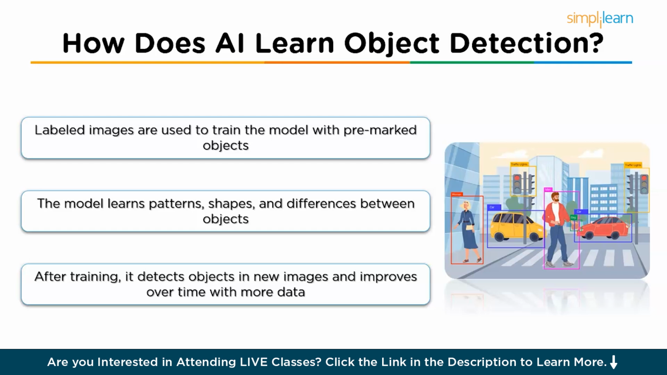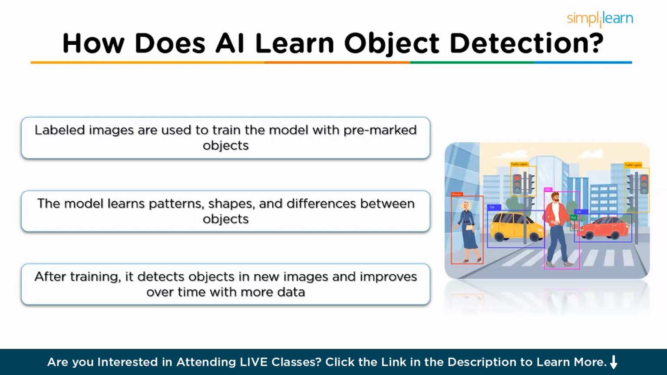So basically, object detection is an incredibly powerful technology that's shaping the future of AI. Whether it's helping self-driving cars navigate, improving security systems, or enhancing AR experiences, this technology allows machines to understand the world visually, just like we do.